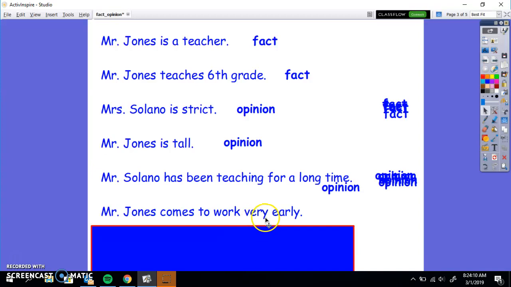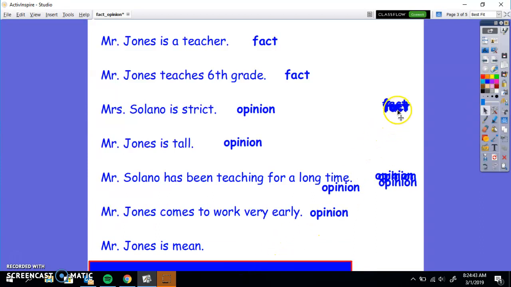Mr. Jones comes to work very early. While it is true I do come to work very early, this is an opinion, especially seeing the word very here and early. Some people may think I come to work early, and I think I do, but other people may not believe that. They might think that the time I arrive is not early, that it should be something much earlier to define that, and so it's clearly an opinion.